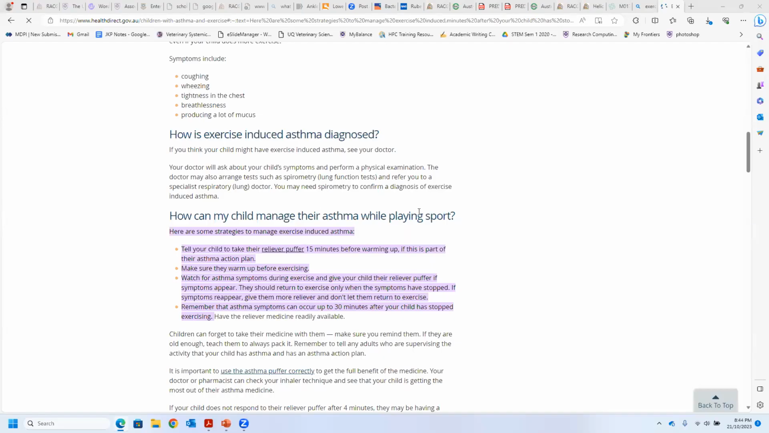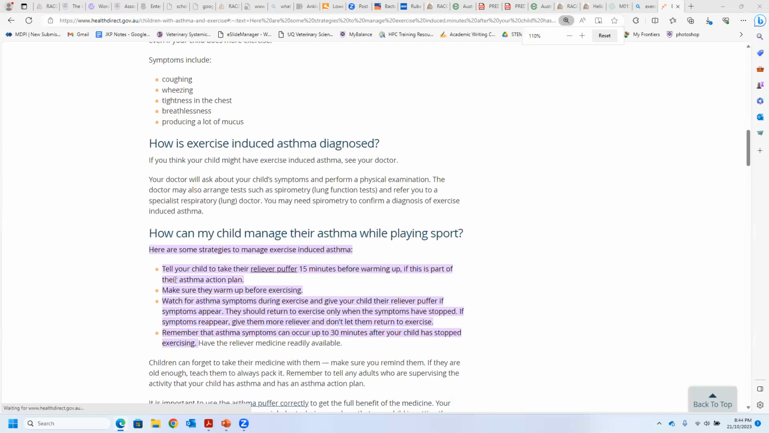How can my child manage their asthma while playing sport? Tell your child to take the reliever puffer, which is salbutamol, 15 minutes before warming up if that's part of their asthma action plan with the GP. Make sure they warm up before exercise, watch for asthma symptoms, and give your child their reliever puffer, which is salbutamol, if the symptoms appear. They should return to exercise only when the symptoms have subsided. If the symptoms reappear, then give them a reliever again and don't let them exercise. Remember that asthma symptoms can occur up to 30 minutes after your child has stopped exercising. Have the reliever medication readily available. Is it clear, guys? Sorry about the mix-up. I thought I had put that one over there.